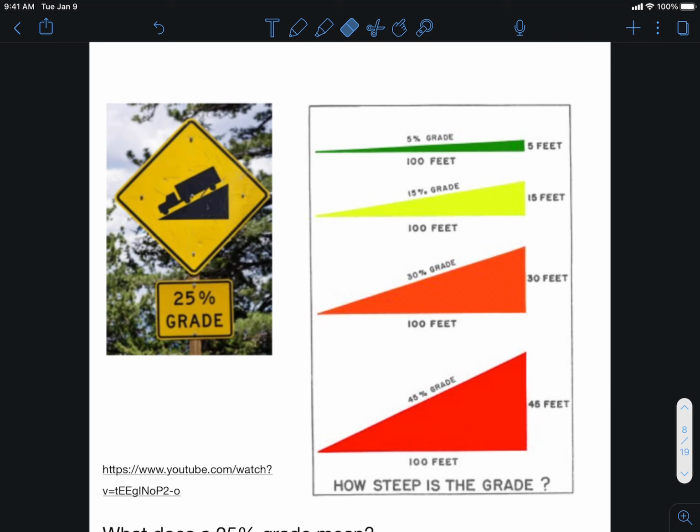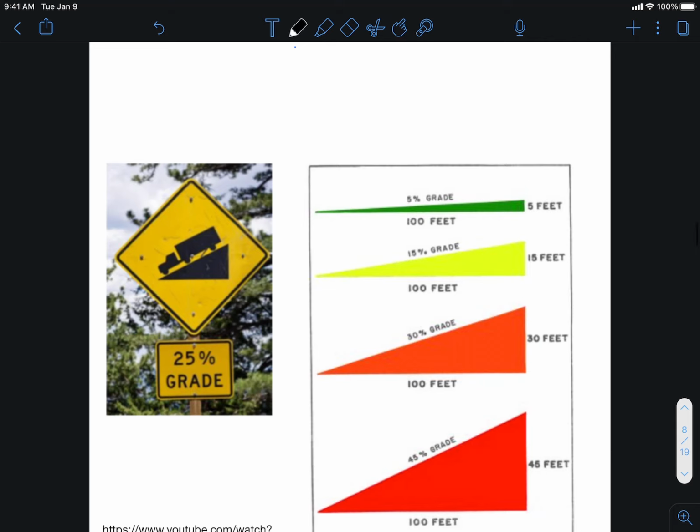Okay, so the grade is a measurement of how steep something is, obviously, right? Because you can see with the triangle and the truck on there, it's a 25% grade. Okay, what that actually means is, if you take a look here, if I'm just looking at the green one, every 100 feet of road, it's going to increase in height by 5 feet.